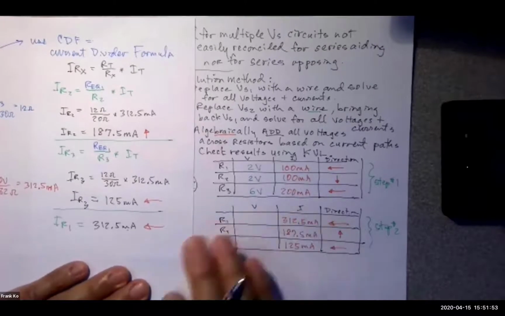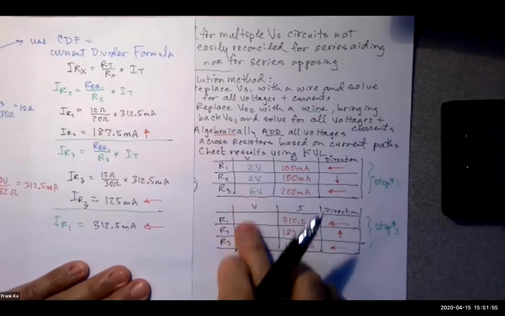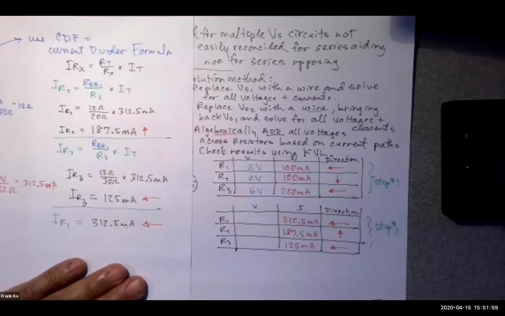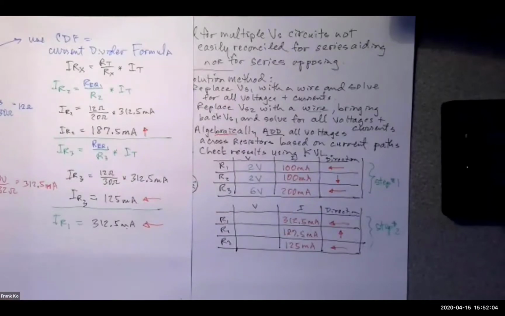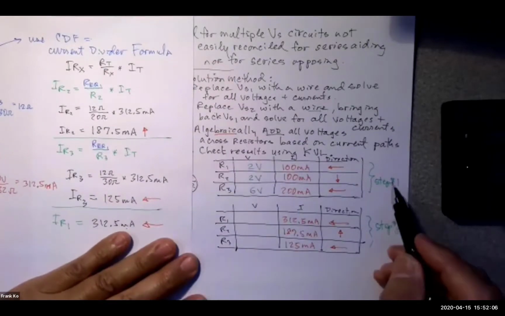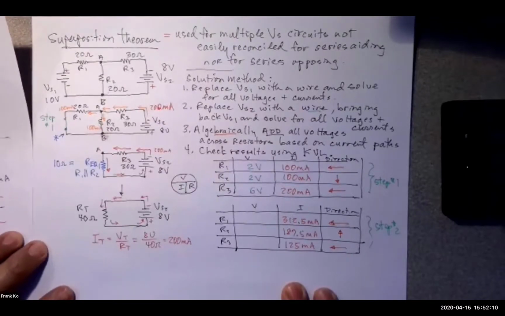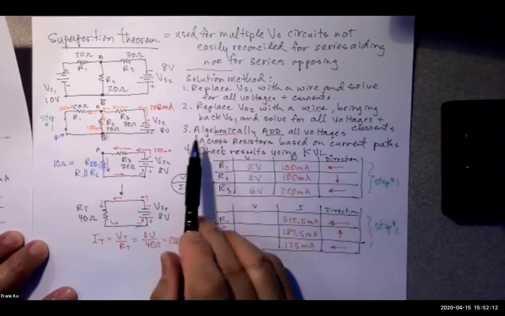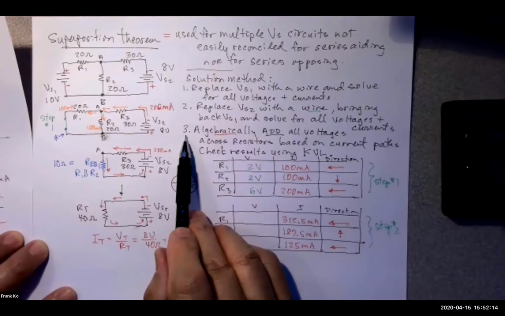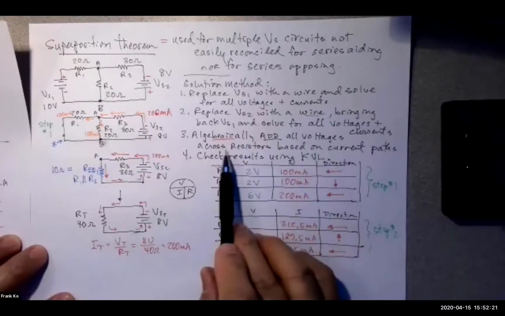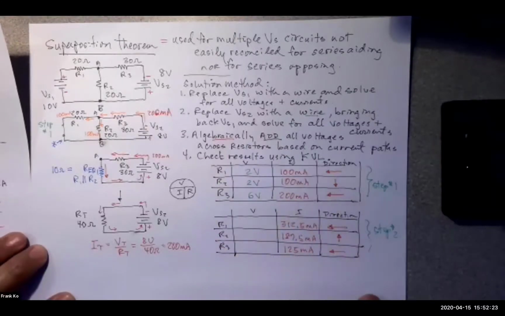We can fill in the voltages. Actually, the voltages don't matter because ultimately it's the currents that will decide what's going on with this, and we only have one set of voltages that really do matter. All right, so have we finished step 1 and step 2? What is left after we finish them? What does it say in step number 3? You have to add them together. Algebraically add all voltages across the resistors based on current paths.